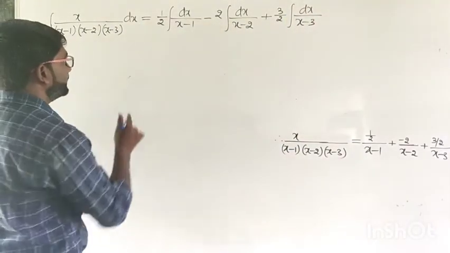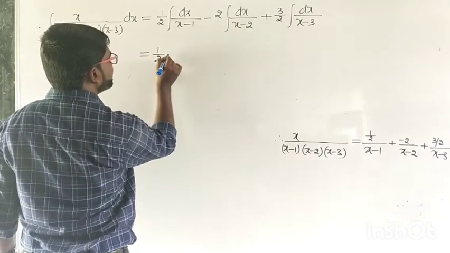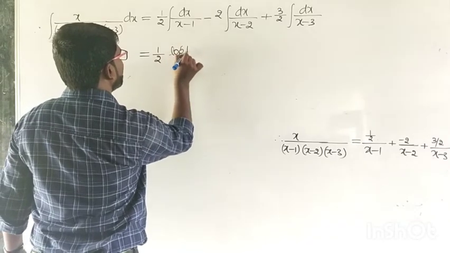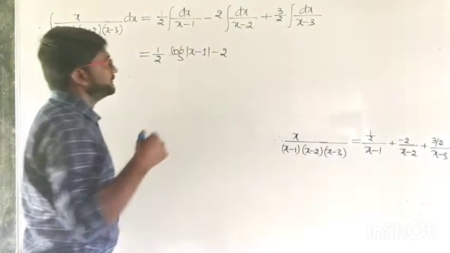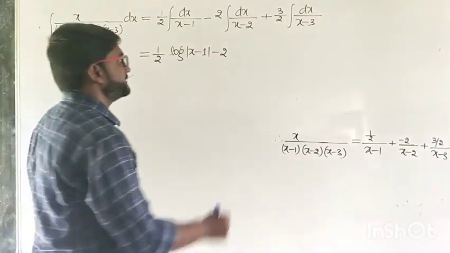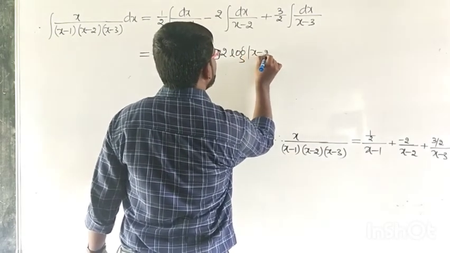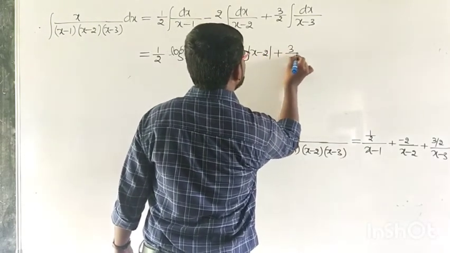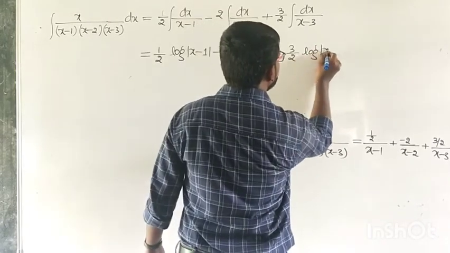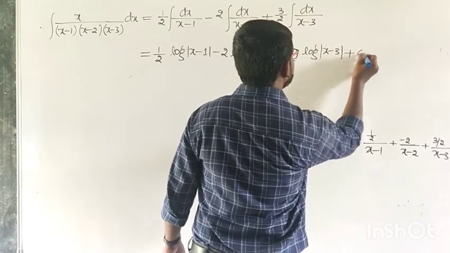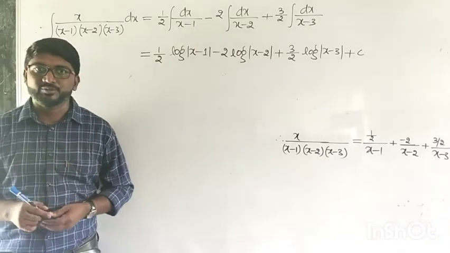So 1 by 2 I write it as it is, then integration of dx by x minus 1 will be log mod x minus 1, minus 2, then this becomes log mod x minus 2, plus 3 by 2, and this becomes log mod x minus 3, plus c. So this is the answer for this particular problem.